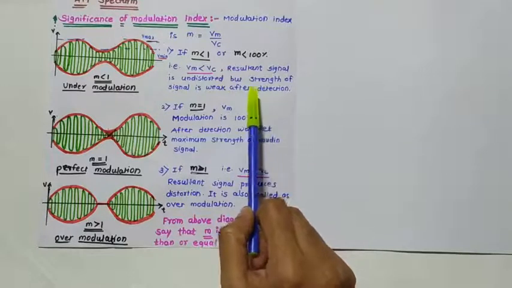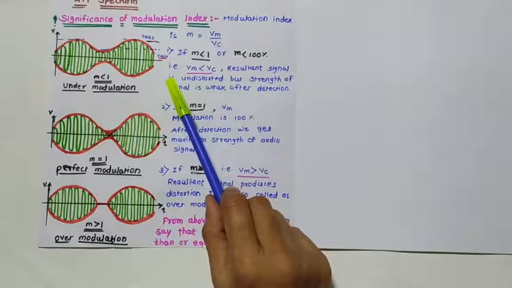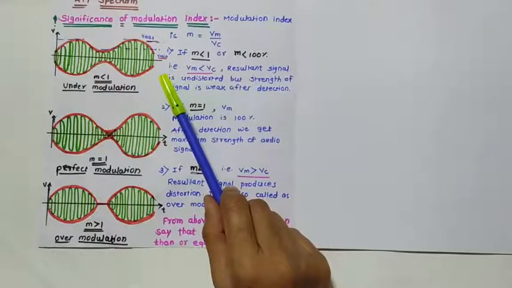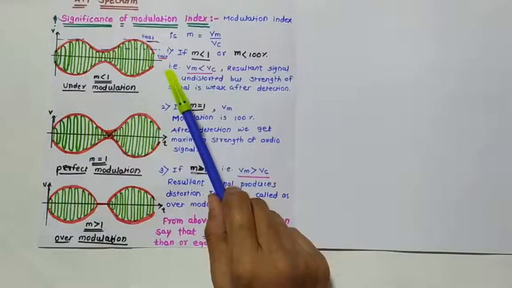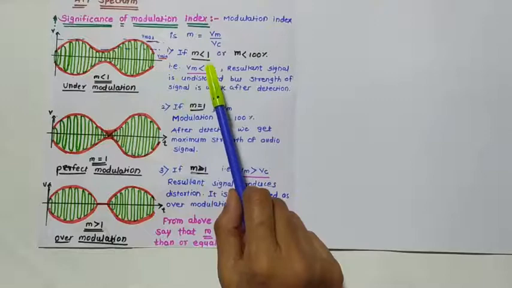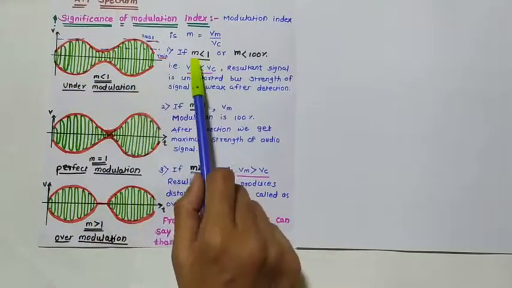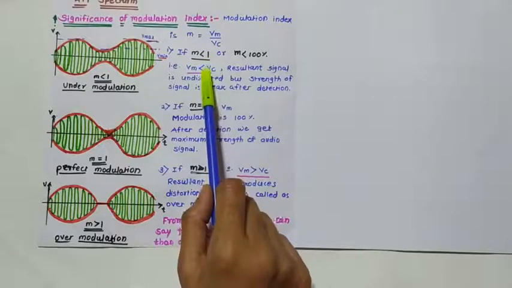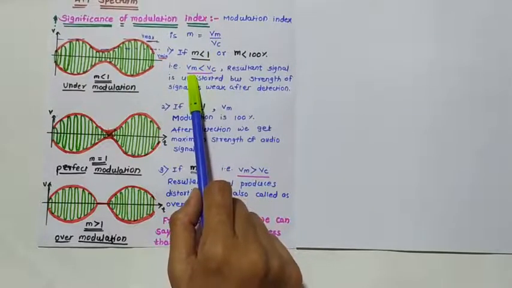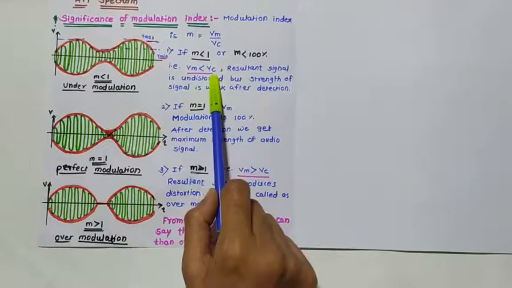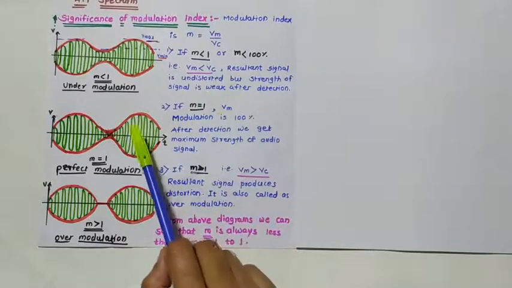When the carrier is modulated to a small degree, the amount of carrier amplitude variation is small and the audio signal to be transmitted is not very strong. As the amplitude of the modulating signal is less than the carrier amplitude, distortion will not occur. Okay students? So this is called under modulation when m is less than 1, or we can say that the amplitude of the modulating signal is less than the amplitude of the carrier signal.